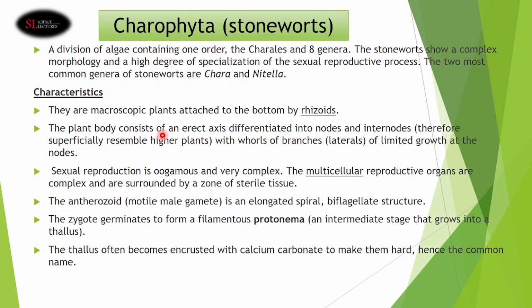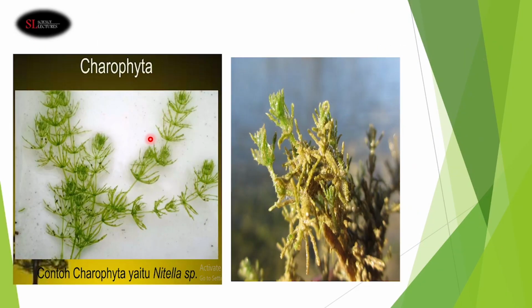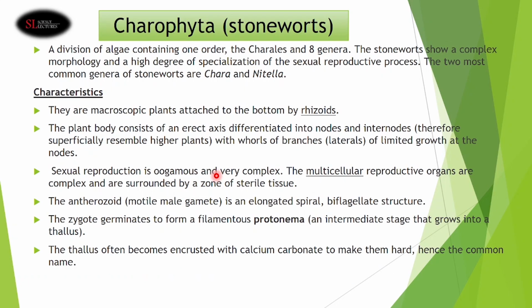Then their plant body consists of an erect axis, and this erect axis has nodes and internodes with whorls of branches, groups of branches. But these branches have limited growth at the nodes. What does that mean? This is an example of a stonewort. You can see here we have very many groups of branches coming from nodes, and in between the nodes we have the internodes. So that is what the characteristic means.